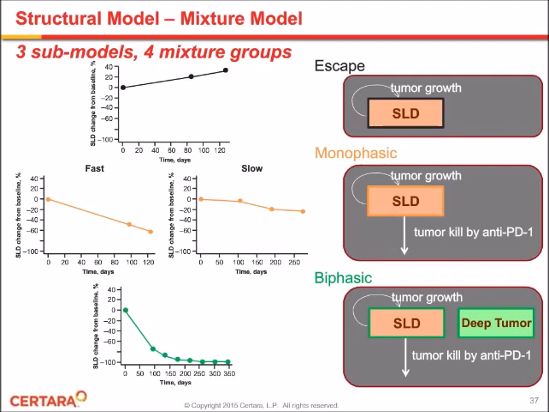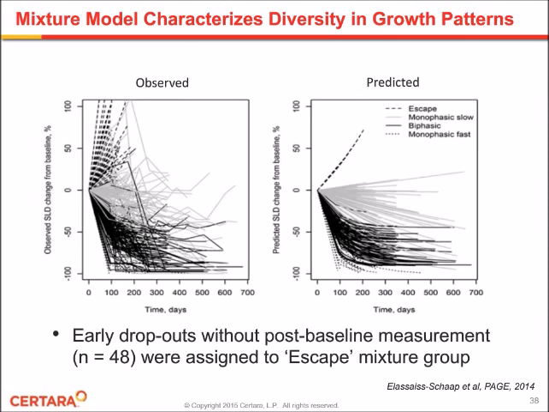And if we then looked at how our model behaved compared to the observations, then we indeed saw that this mixture model could characterize the diversity in growth patterns. Of course, important to note that our predictions here on the right side reflect what we call population predictions. They don't take into account residual variability. So the more erratic patterns that we see in the observed data are not completely reflected in the predicted data. They show more smooth patterns.